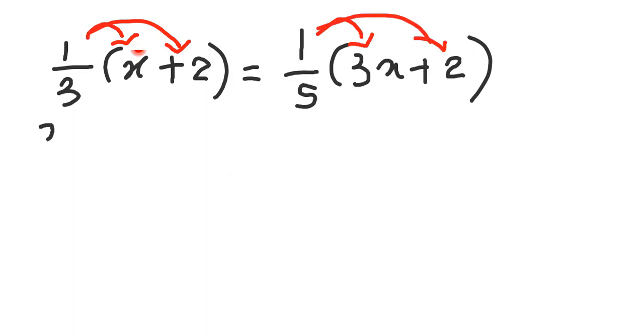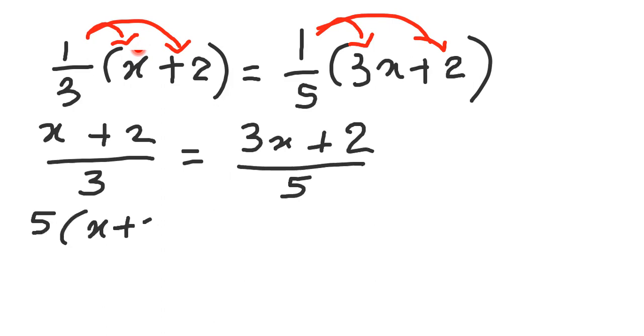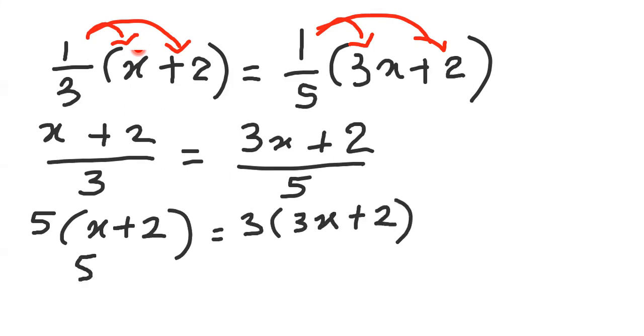1 into x is x. 1 into 2 is 2. So you are getting x plus 2 over 3. 1 into 3x is 3x, plus 1 into 2 is 2, over 5. Now do the cross multiplication. 5 into x plus 2 and 3 into 3x plus 2. When I multiply, I get 5x plus 10 and 9x plus 6.